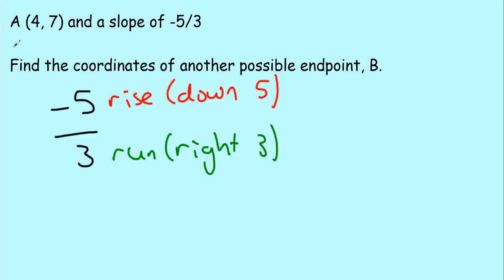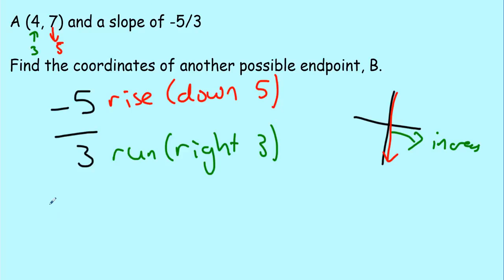That means for my x value, which in this case is 4, I'm going to make it go higher, because if we think of our Cartesian plane, if you're going to the right, your x values are increasing. They're getting bigger. But if we're going down on the y-axis, your y values are getting smaller. So this 7 is going to go down by 5, and this 4 is going to go up by 3.